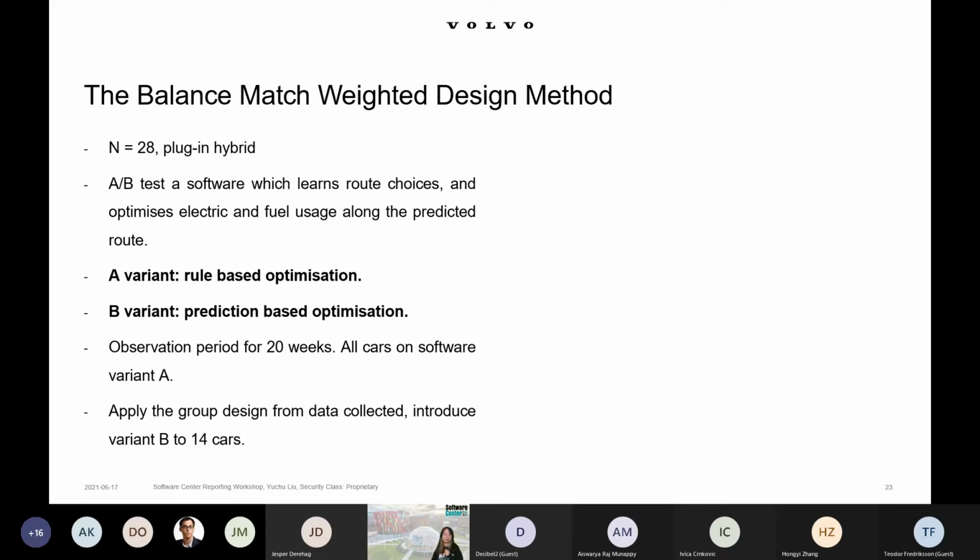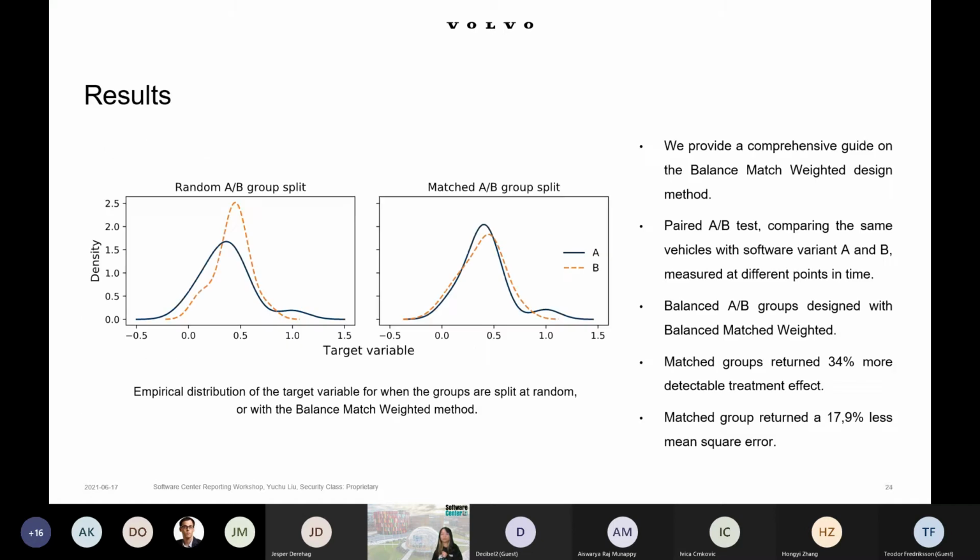And then we are A/B testing a software which learns the route choices and then optimizes the electric and chemical energy distribution along the predicted route. In contrast to a rule-based optimization that is already in the car, the B variant is a prediction-based optimization. We observe these cars for a continuous 20-week period, all the cars on software variant A, and then we apply the group design method, the BMW method, to the data collected. And then we introduce variant B of the software to only 14 of the cars.